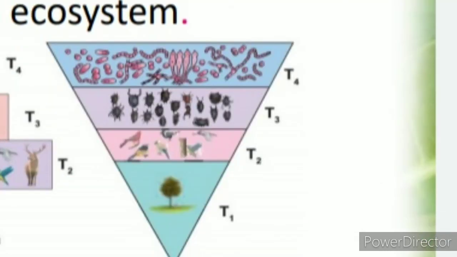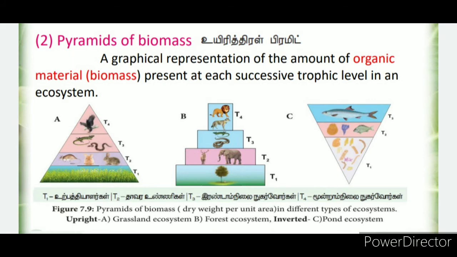The pyramid of number in a parasite ecosystem is always inverted because it starts with a single tree. Therefore, there is a gradual increase in the number of organisms in successive trophic levels from producer to tertiary consumers. Next one is pyramid of biomass.